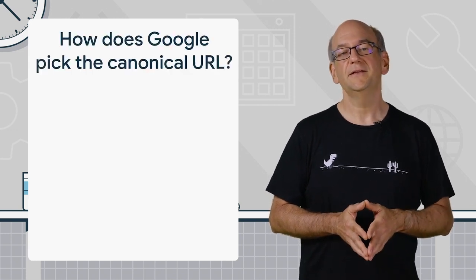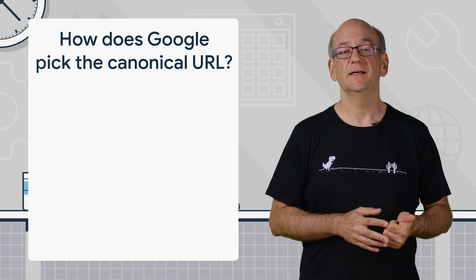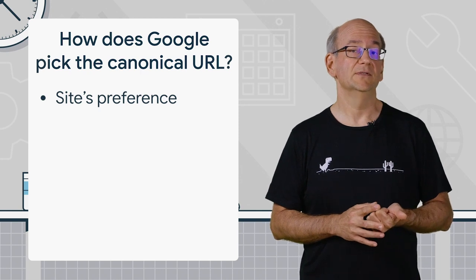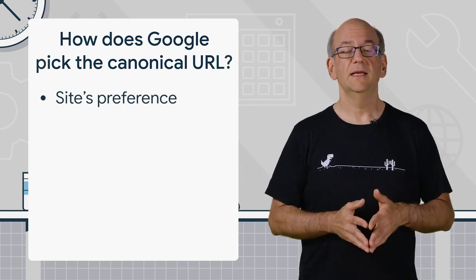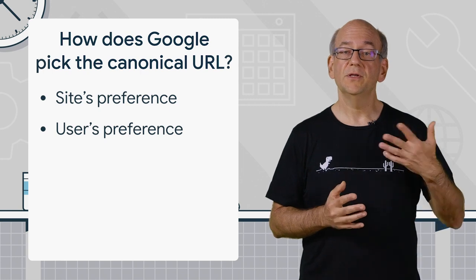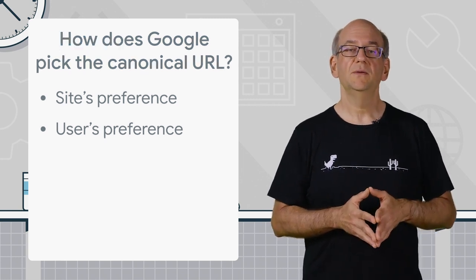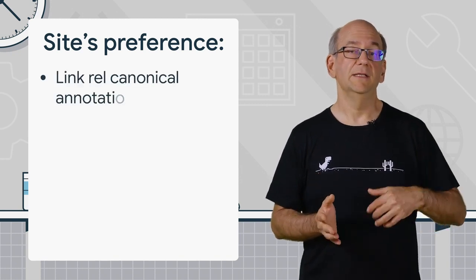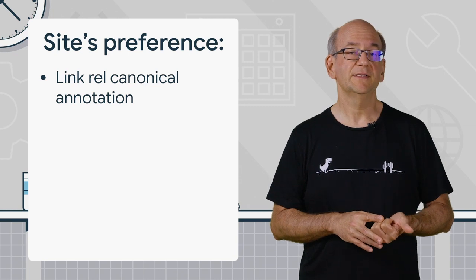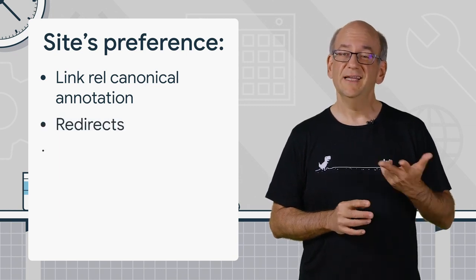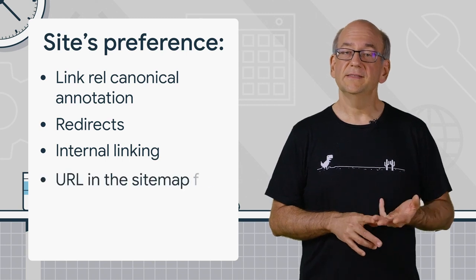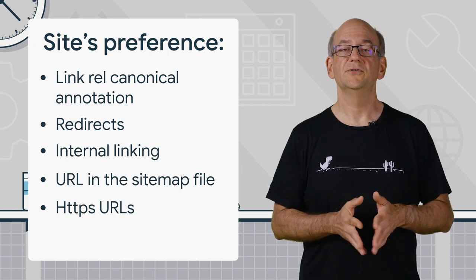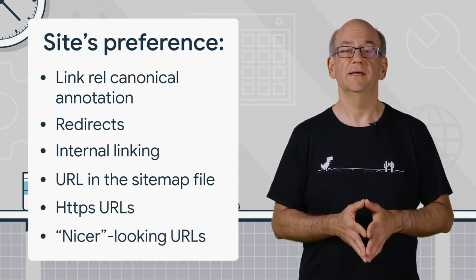We try to pick the canonical URL by following two general guidelines. First, which URL does it look like the site wants us to use? So what's the site's preference? And secondly, which URL would be more useful for the user? When it comes to the site's preference, we look at a number of things. That includes the link rel canonical annotation, which sites can use, but also redirects, internal linking, which URL is in the sitemap file. We also prefer HTTPS URLs over HTTP URLs, and try to pick nicer-looking URLs when we can.